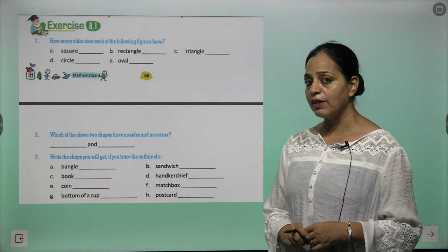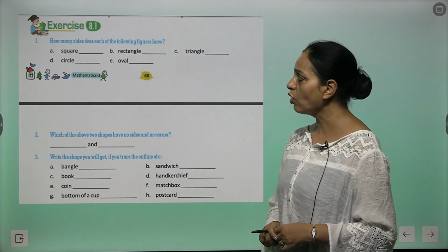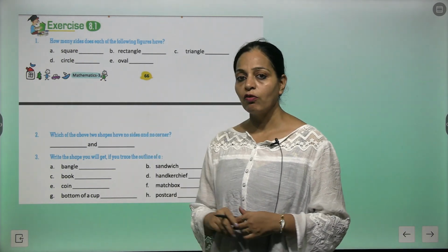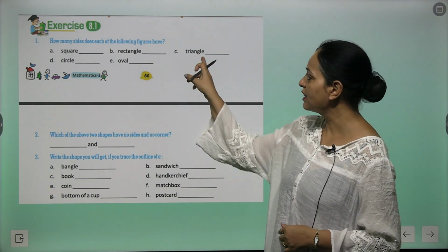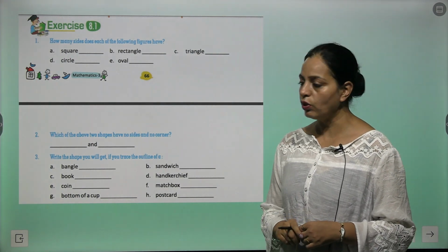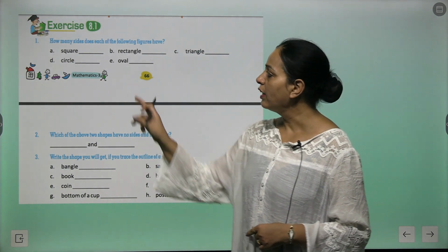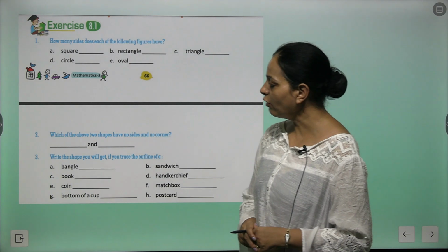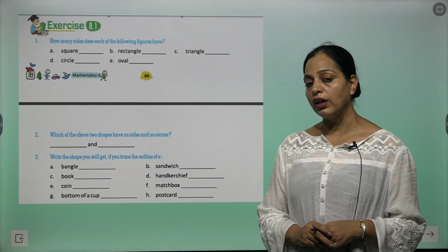Now exercise 8.1, question number 1. How many sides does each of the following figures have? Like A, square has four sides. B, rectangle, four sides. C, triangle has three sides. D, circle, no side. E part, oval, no side.